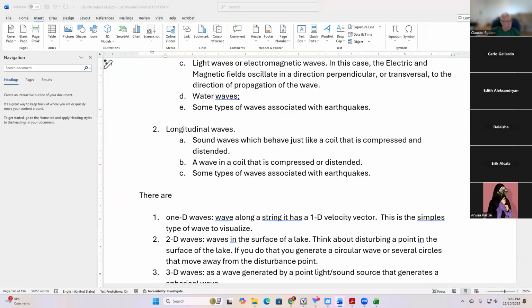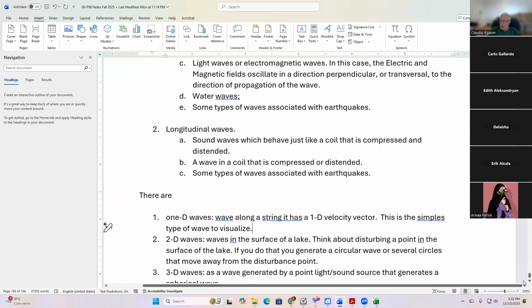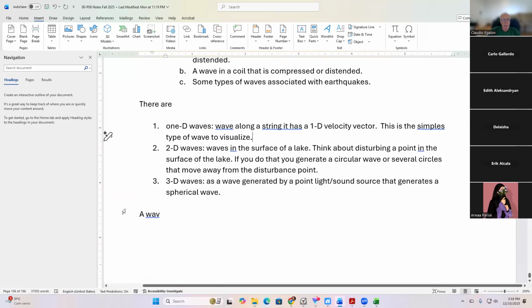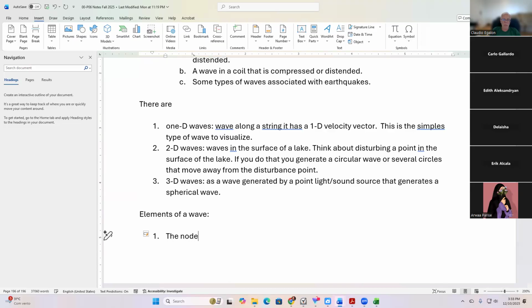Okay. What else do you have to know about the wave? Yeah, components of a wave, elements of a wave. Let's talk about elements of a wave. One, the node is a point that is at the equilibrium position.